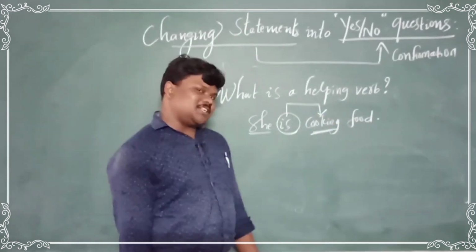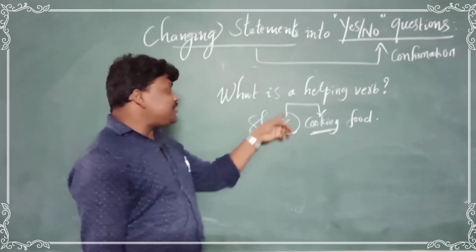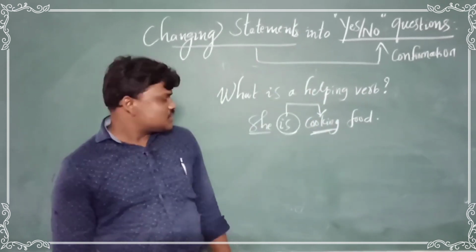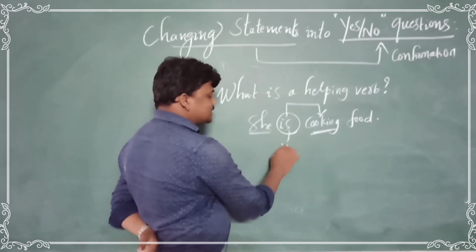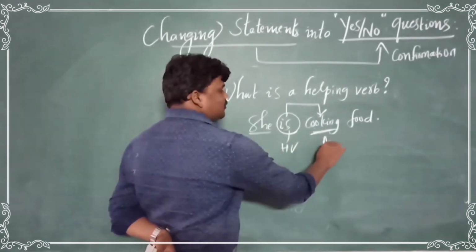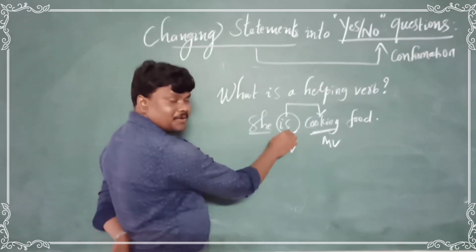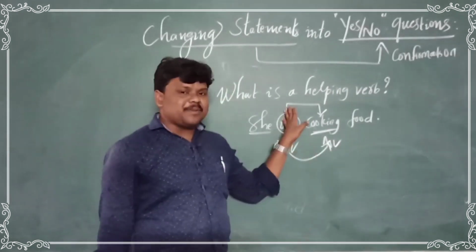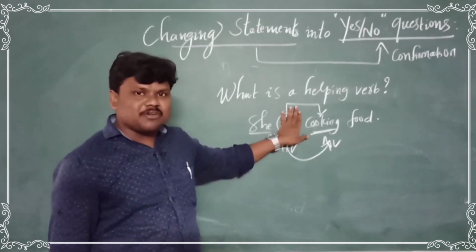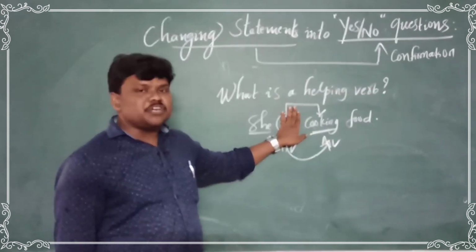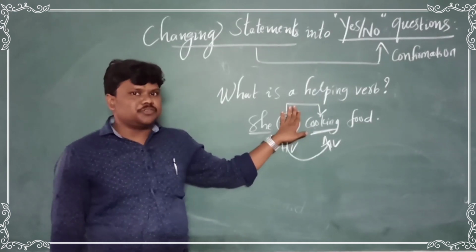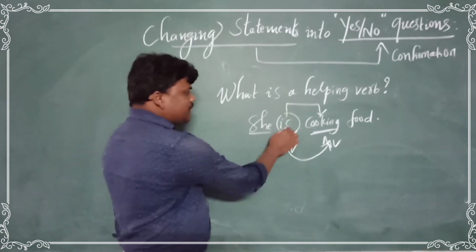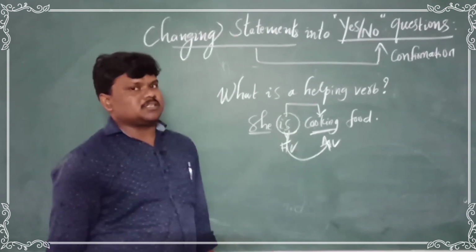Let me remind you once. A verb which helps the main verb is called a helping verb. So, which one is the helping verb here? This is the helping verb. This is the main verb. Can you imagine without a helping verb? Read the sentence once: she cooking food, I eating food, you coming school? We will get it like this. Without a helping verb, we cannot frame a question.